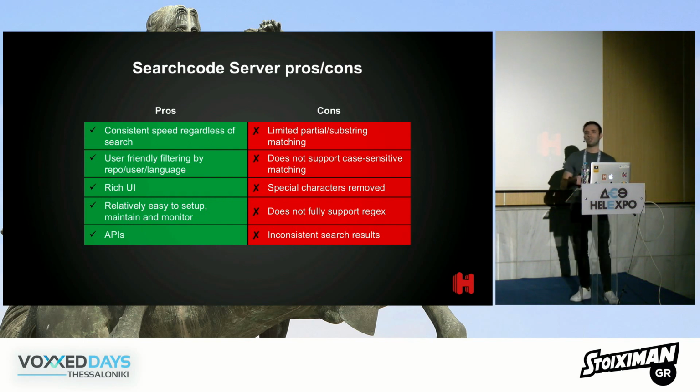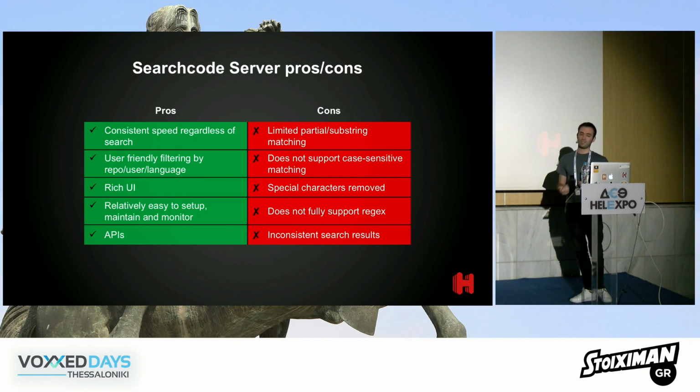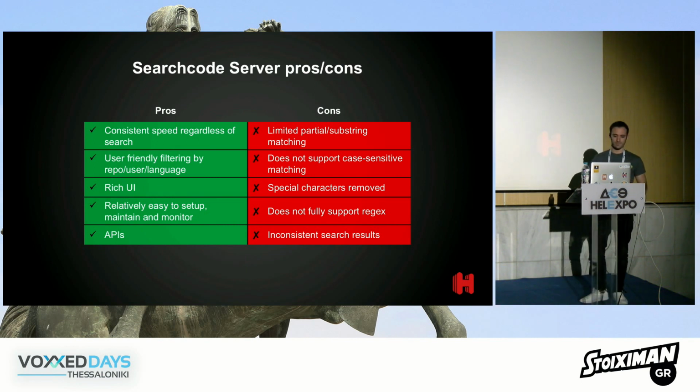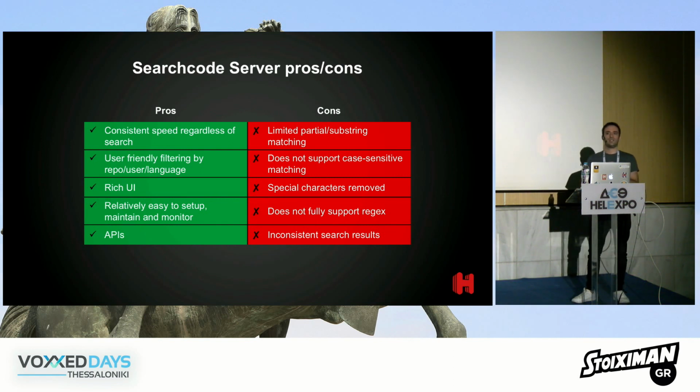On the other side, because Searchcode Server builds on top of Lucene, it sacrifices a lot of features. And actually, it sacrifices the most important ones. You don't get full partial or substring matching. You don't fully get regular expressions. You don't get case-sensitive searches. And I would say that Searchcode Server doesn't, unfortunately, differ a lot from the integrated code search engine of GitHub.